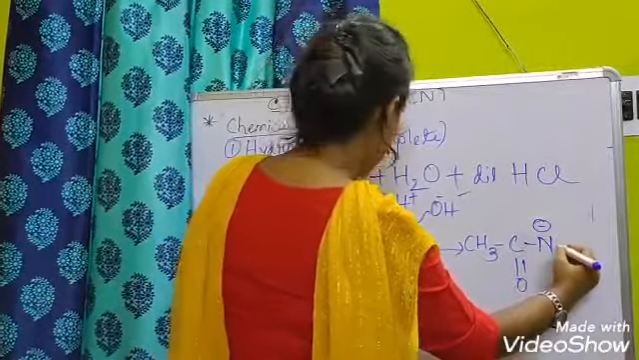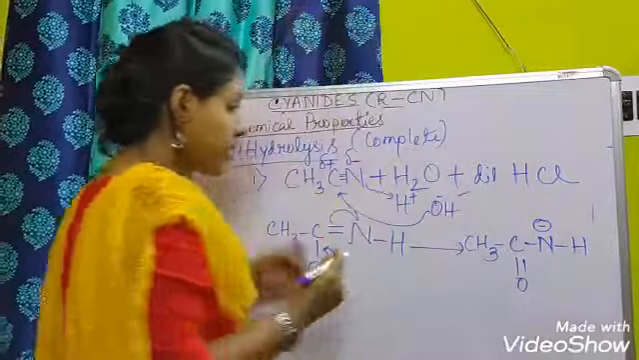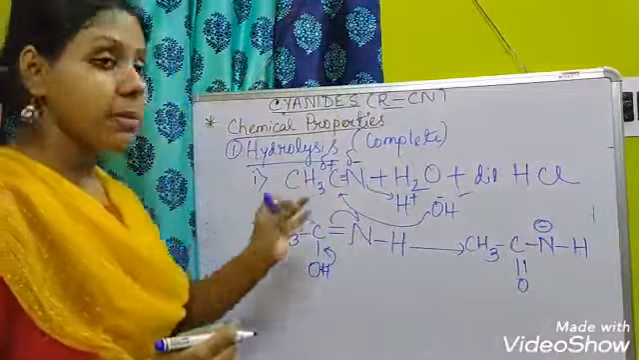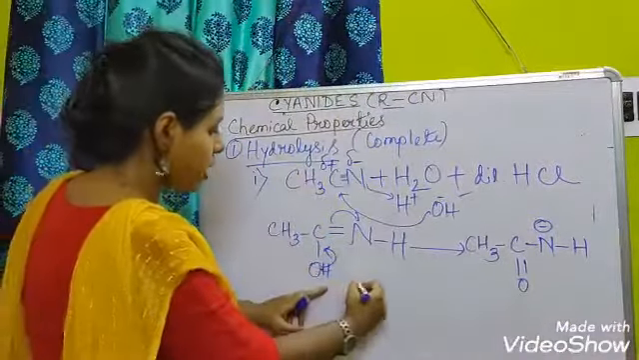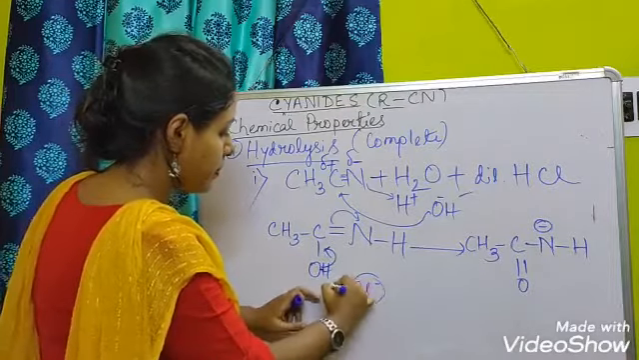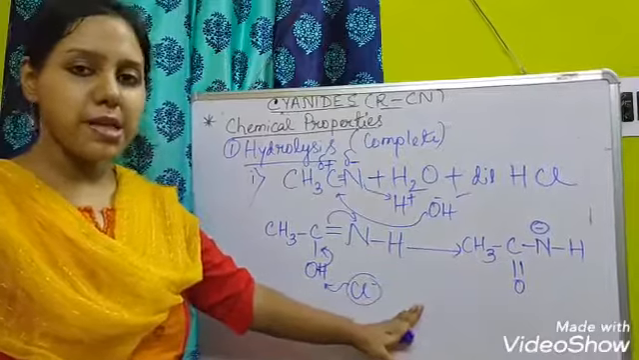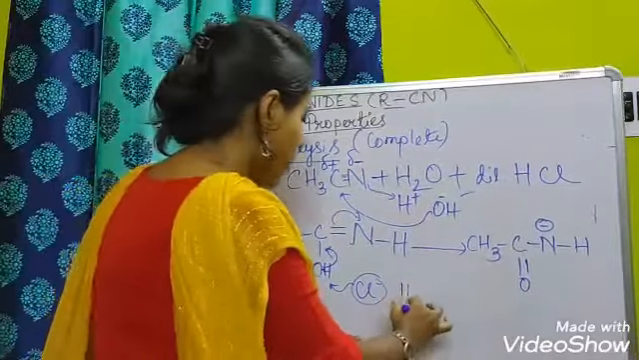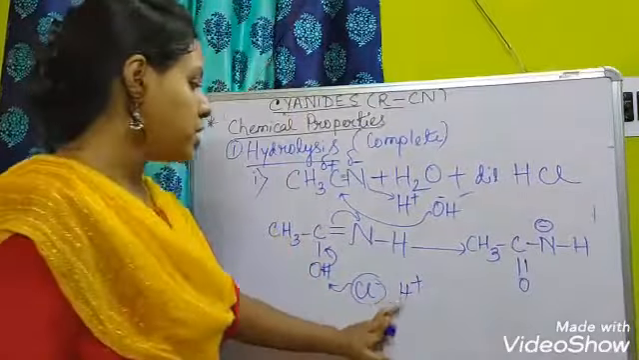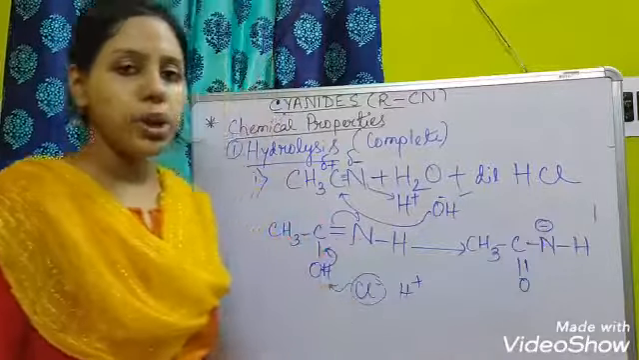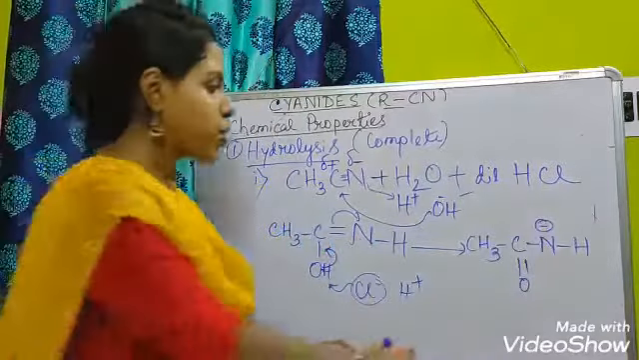There will be one minus charge. Then, as the reaction medium is acidic, this hydrogen has been extracted by one chloride, and again one H plus is present in the reaction medium from HCl. Now this H plus will be added to the negatively charged nitrogen.